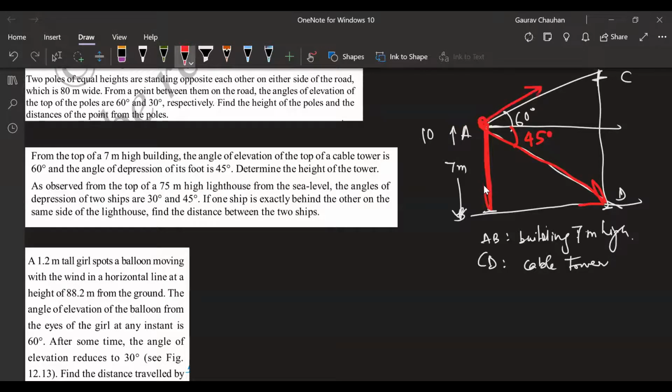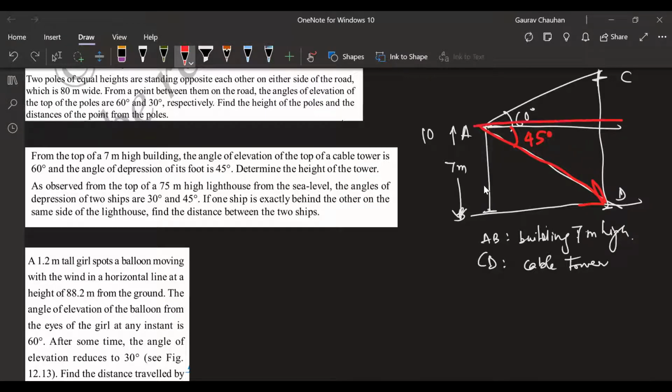I'm standing on top of the tower. I'm looking up. When I look up to the top of the cable tower, sorry, this is my building. AB is my building. I'm standing at the top of the building. I'm looking up. I see the top of the cable tower at 60 degree. Then I look down. I see the bottom of the cable tower, the foot of the cable tower. That is at 45 degree.